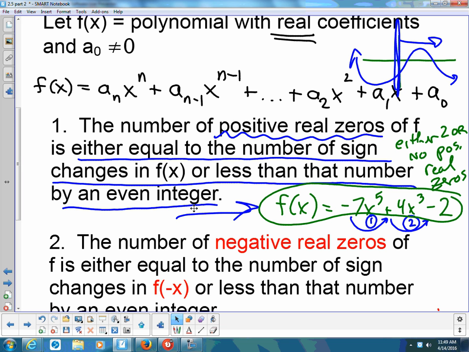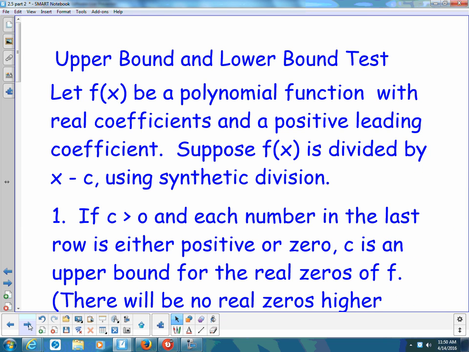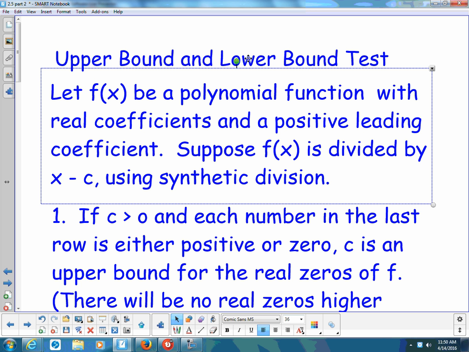Imaginary. So why do the imaginary ones come in pairs? They do, because if you have a plus bi, then you're guaranteed to have a minus bi. Complex zeros come in conjugate pairs. All right, does that make sense? Okay. All right, let's move on to the upper bound and lower bound test.